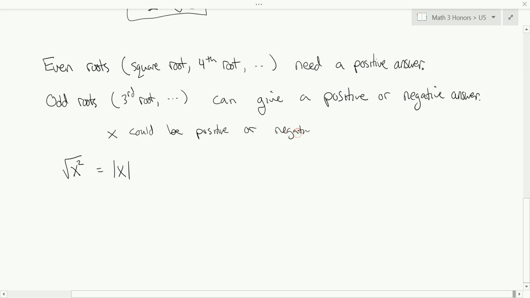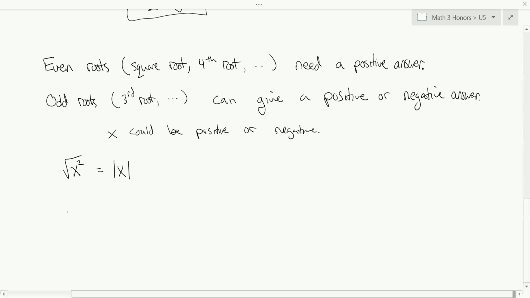And so the reason why it's wrong to say that the square root of x squared equals x is because, well, what if x is negative? You can't take a square root and get a negative answer. And that's what we wrote up here. Even roots need a positive answer. And so that's why I'm putting absolute value around that, just to make sure I get that positive answer, because I don't know if x is positive or negative.